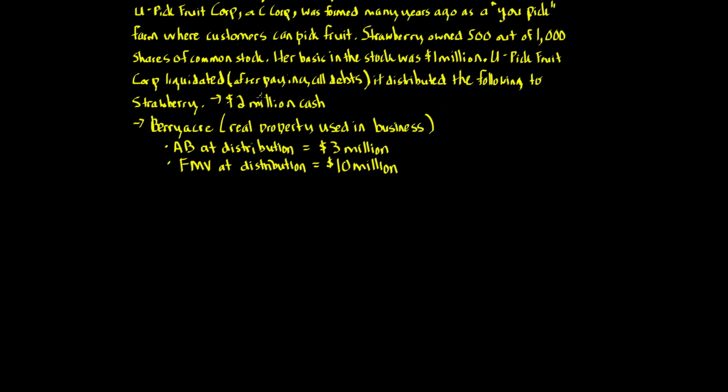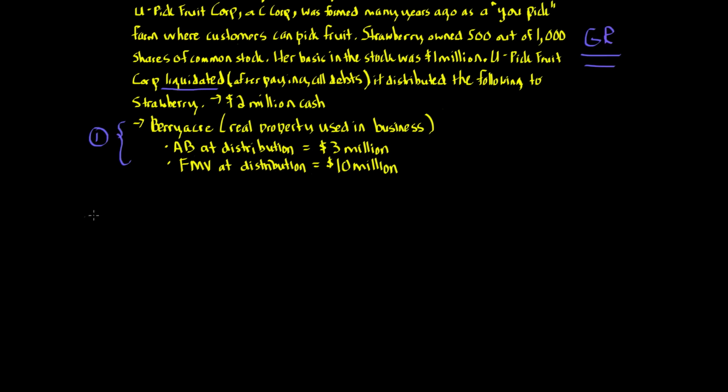U-Pick Fruit Corporation liquidates after paying all its debts and distributes the following to Strawberry. It distributes $2 million of cash and Berryacre, which was real property used in business by U-Pick Fruit Corporation. The adjusted basis at distribution of Berryacre is $3 million, and the fair market value at distribution is $10 million.